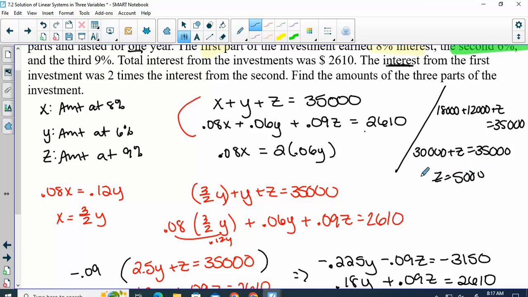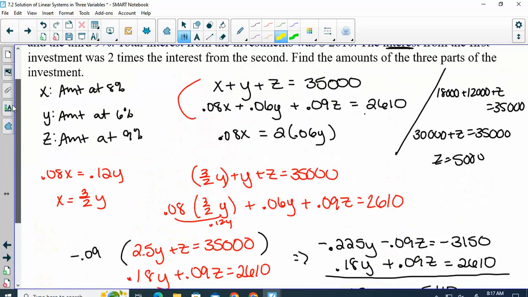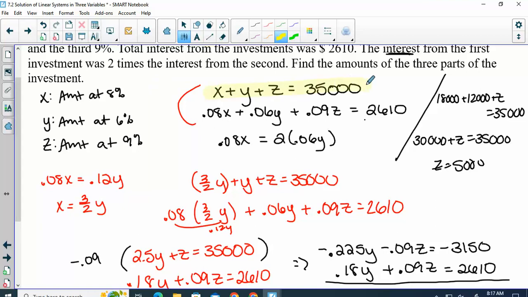You kind of lost me. I rewrote the 3. What did you do that? Okay, so you're okay with how I got my x? Yeah, I just didn't get to. Okay, so 3 halves times 12,000 is 18,000. So now I know x and I know y. So I just went back to the original equation and used x and y to get z.